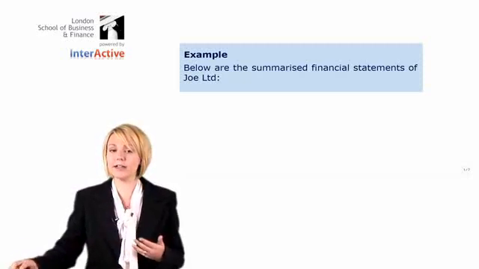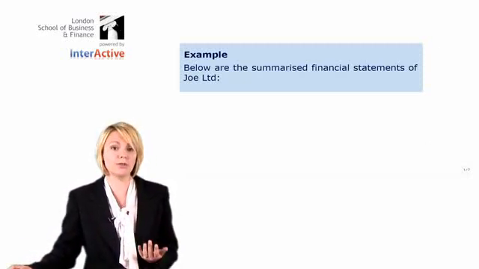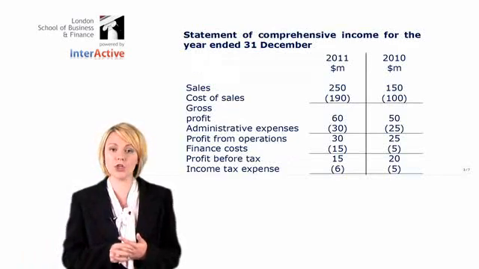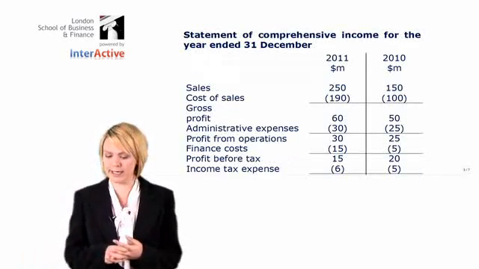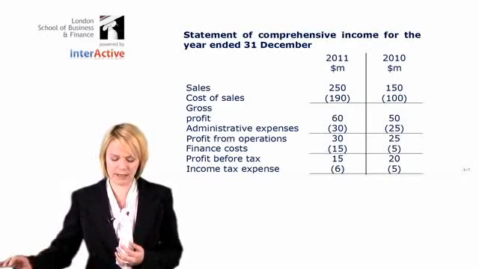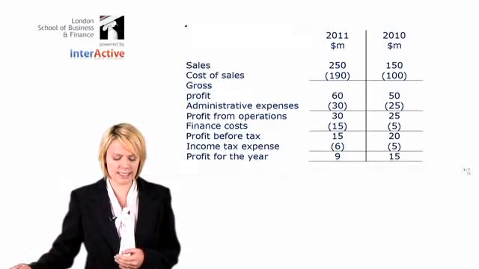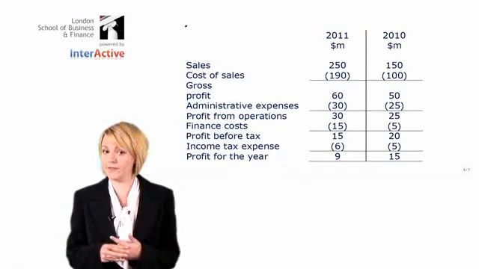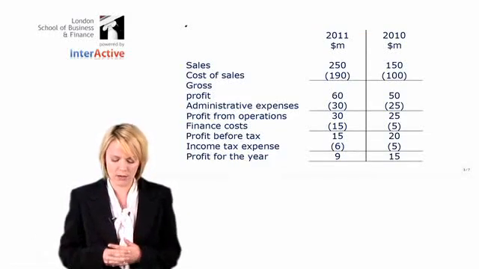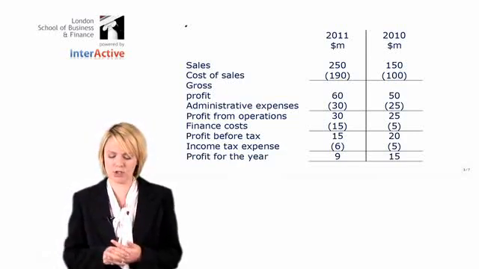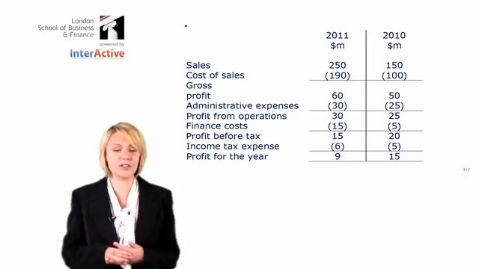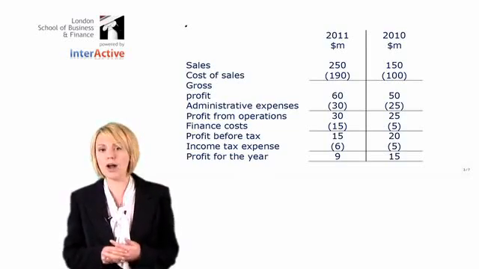And what we've been given is the financial statements for Joe Limited for 2 years. So can we see then we've been given the statement of comprehensive income for Joe Limited for 2011 and 2010. All of the figures have been expressed in millions. So we can see then that for the statement of comprehensive income, sales down to profit for the year, your net profit, we can see that sales have been higher since 2010, but profitability has actually gone down. We'll need to use profitability ratios to really see why that's happened.